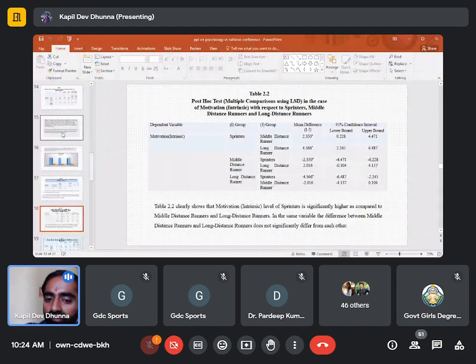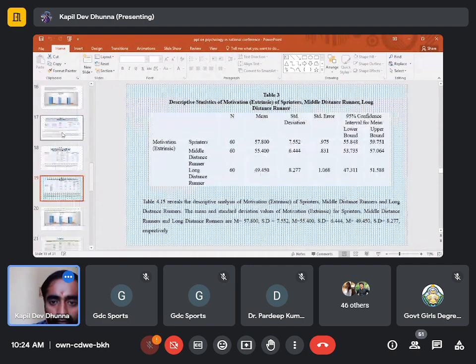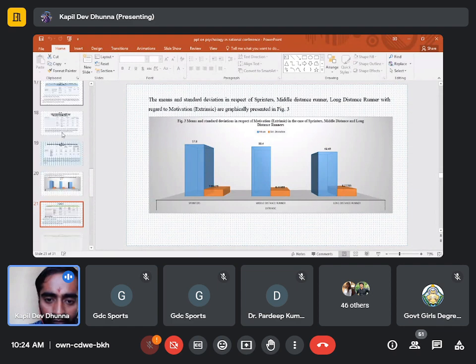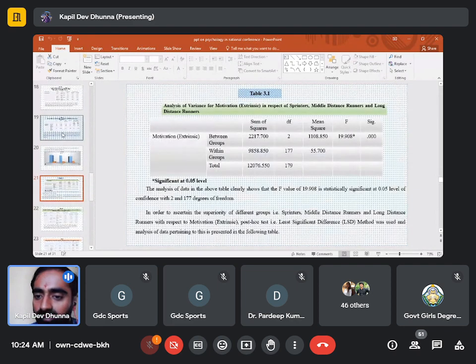This is the post hoc test. You can see the mean difference among all the three categories. Now extrinsic motivation. These are the mean value and standard deviation of all the three categories. You can see it in graphical representation also, the mean value and standard deviation difference. This is analysis of variance.